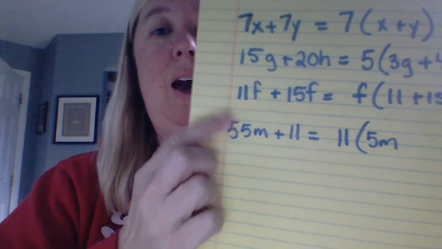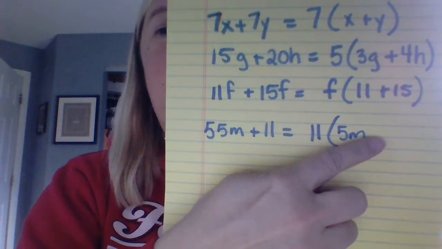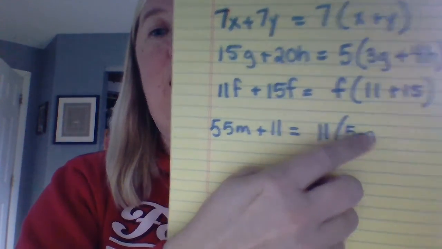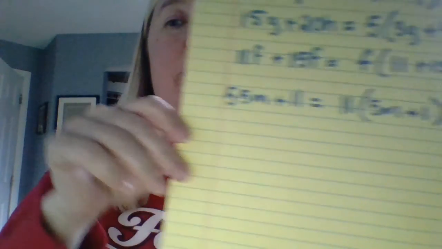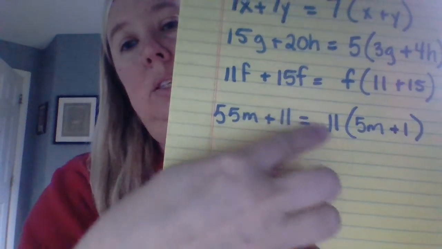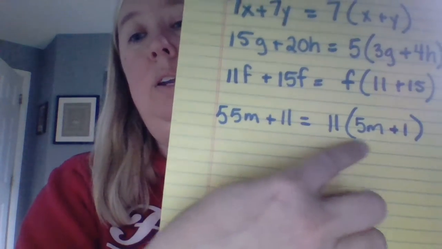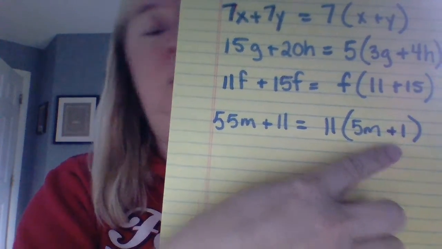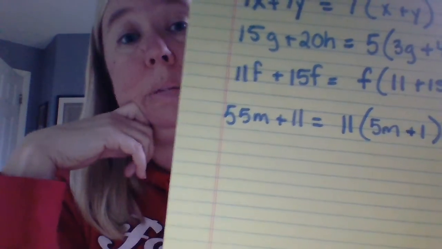And then I have to add in over here 11 times what? Because I have to get back to 11. So I have to add in plus 1, because 11 times 1 gets me to 11. And when I distribute across, 11 is distributed to the 5m, which gives me 55m. And then 11 gets distributed to the 1, which gets me back to the 11 that I wanted. Okay, so that was exercise 1.